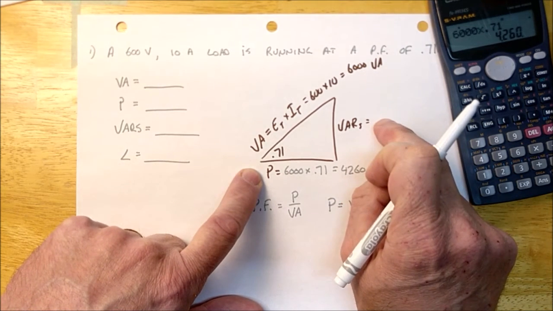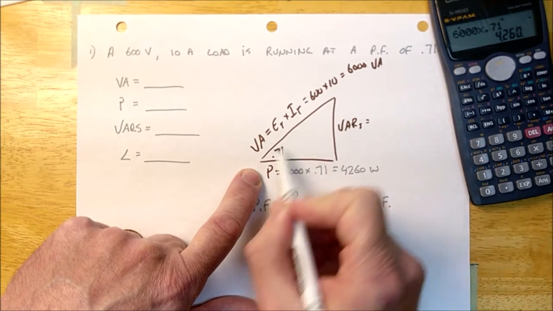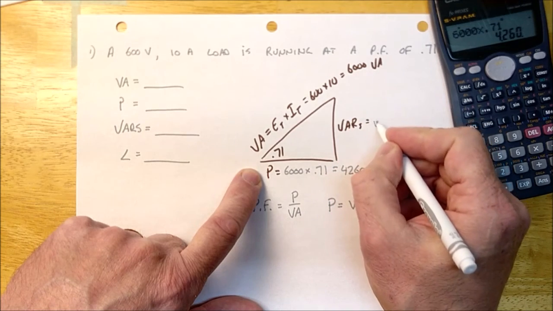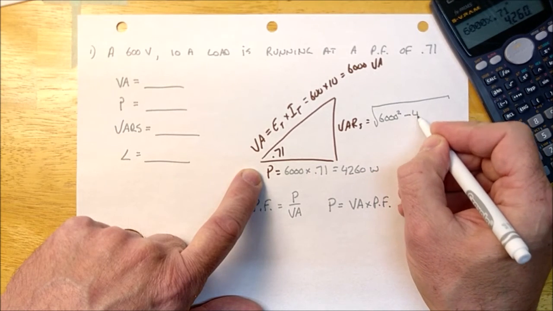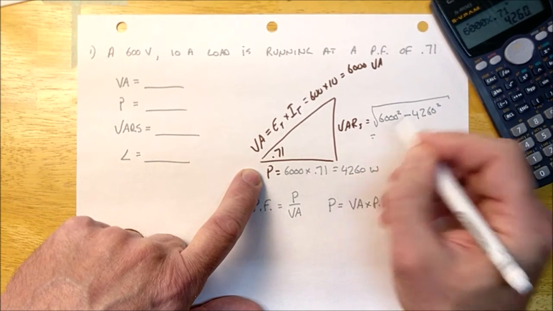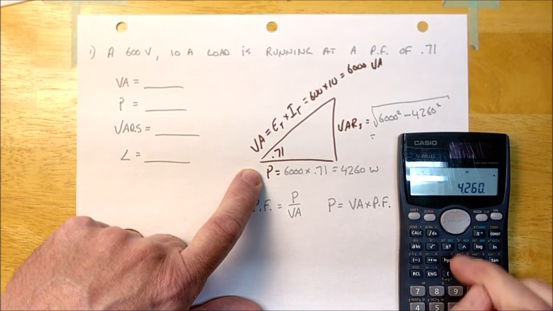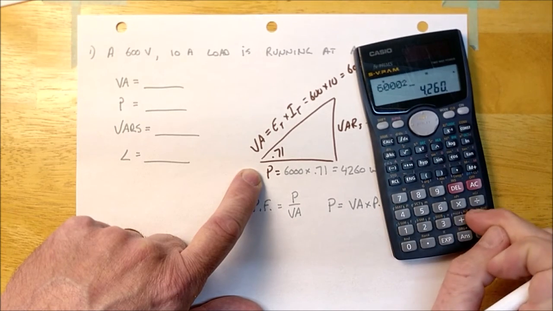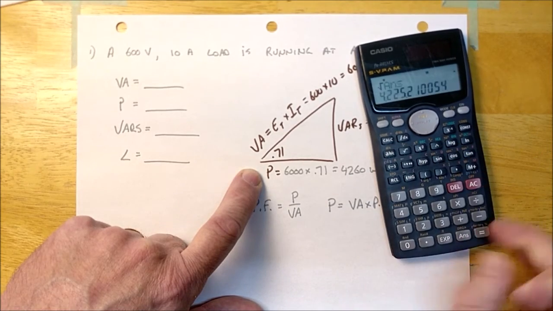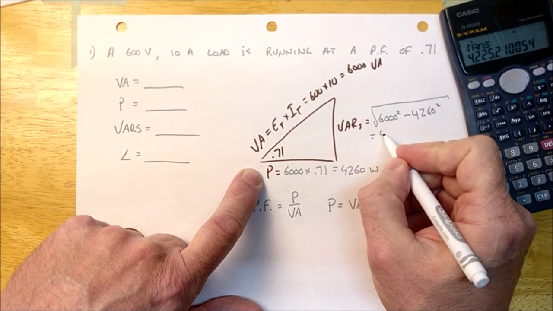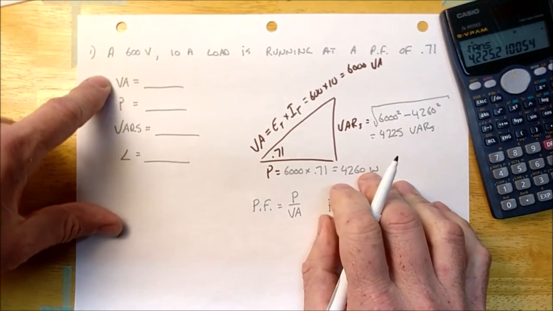The next thing I'm going to do here is calculate the VARs. And look, it's a right angle triangle, which means that the VARs is going to be the square root of, this is Pythagorean theorem, 6,000 squared minus 4260 squared, right? We're solving for the short side here. All right, guys? So 6,000 squared minus 4260 squared, equals, root, equals. It looks like my reactive power is 4225 VARs.